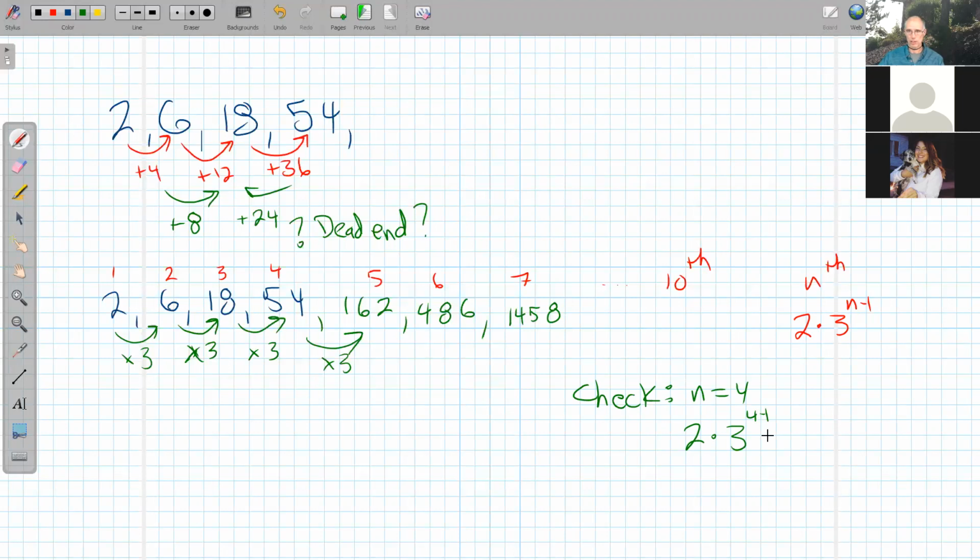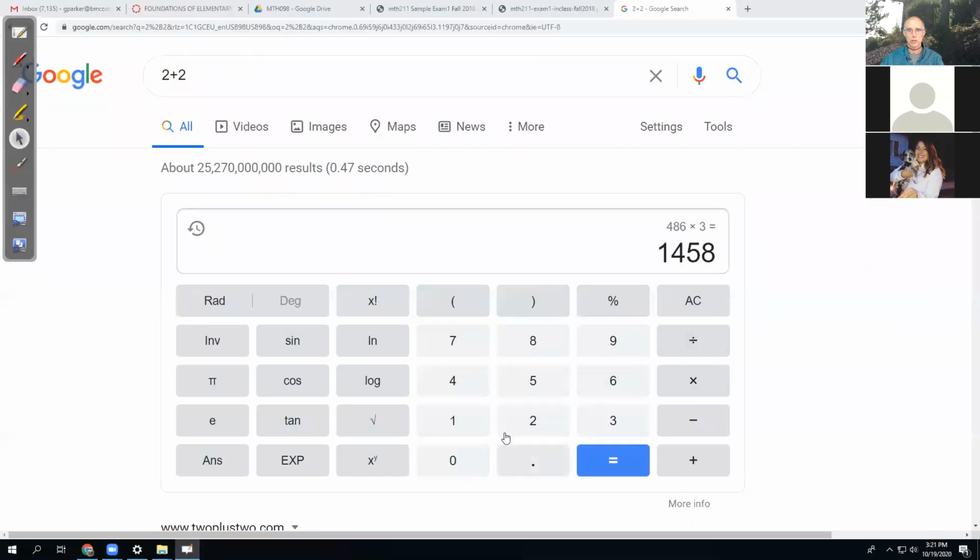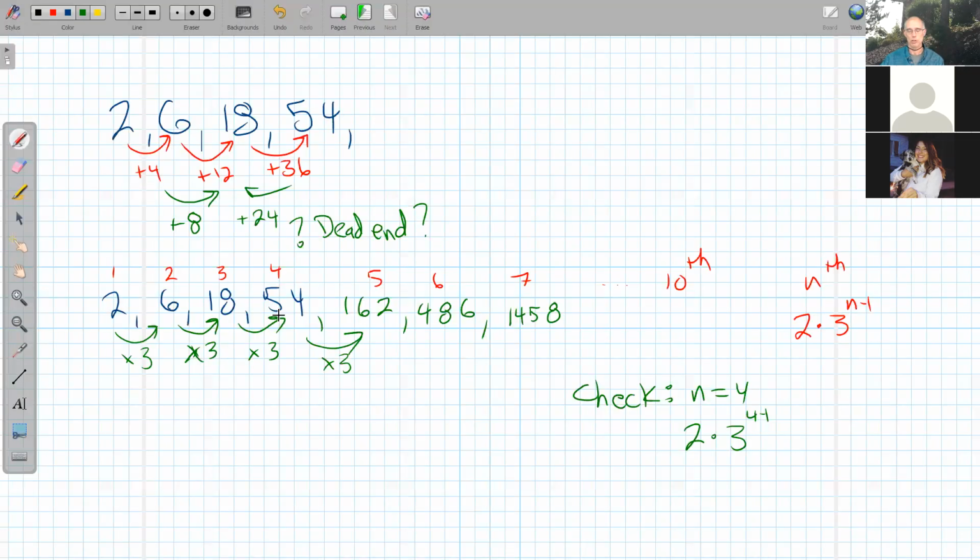I think I wrote that correctly. 2 times 3 to the power. My calculator needs parentheses for the power 4 minus 1. I could just in my head say 4 minus 1 is 3. That would have been okay. And I get 54, which is what I was hoping to get on the fourth term. So this formula does seem to work.